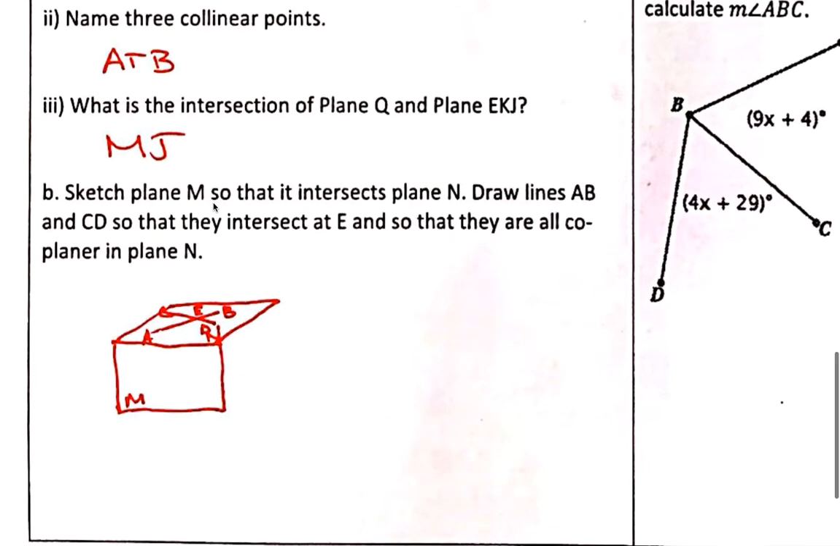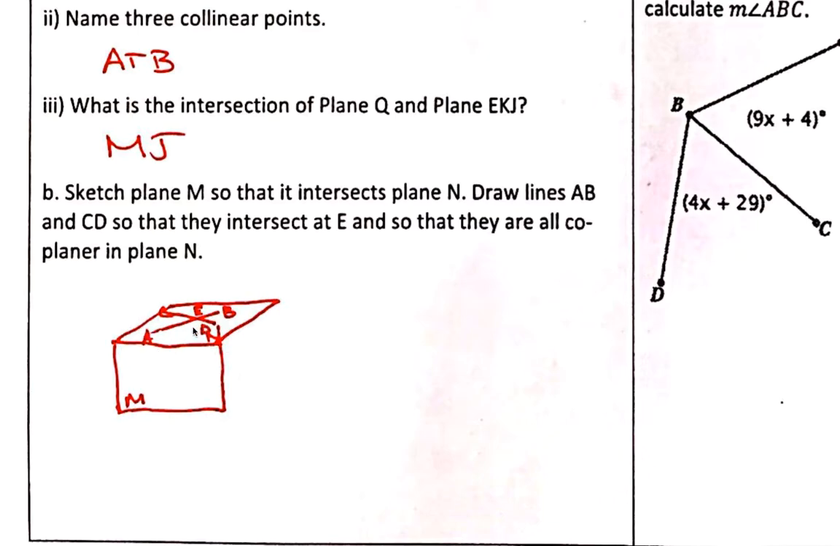Part B, I'm asking you to sketch a plane, plane M, so that it intersects plane N. So here's M, here's N. Make sure that you have this drawn kind of three-dimensionally-ish so that they don't look like they're in the same plane. You can't just draw 2 rectangles next to each other. They need to look like this so that they look like they're in different planes.